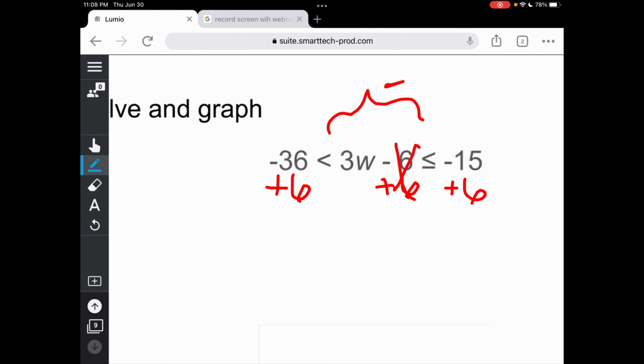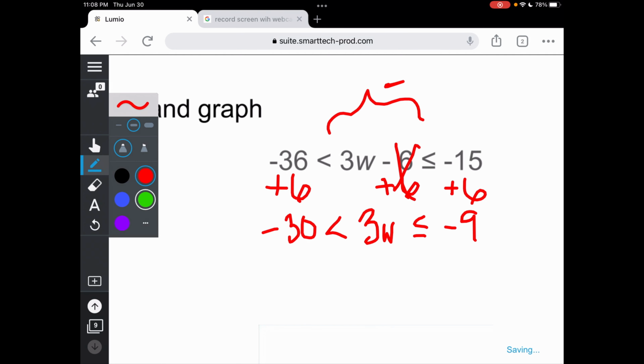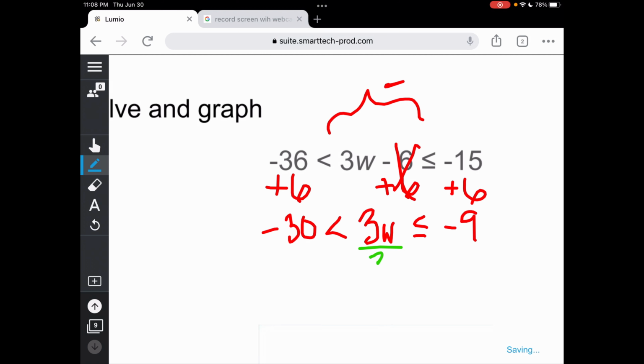Let me see. You become negative 30, less than 3w, less than or equal to negative 9. Is w all by itself? No. I'm going to divide everything by 3. Everything. All three sides. And this becomes negative 10 is less than w, which is less than or equal to negative 3.